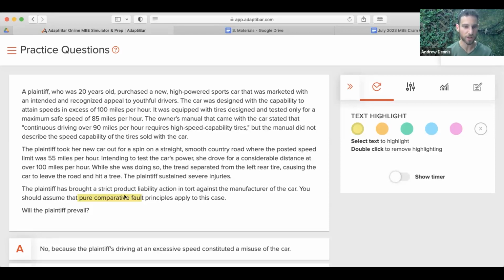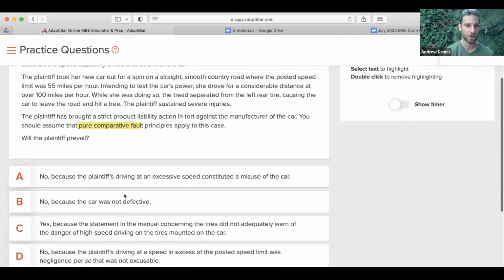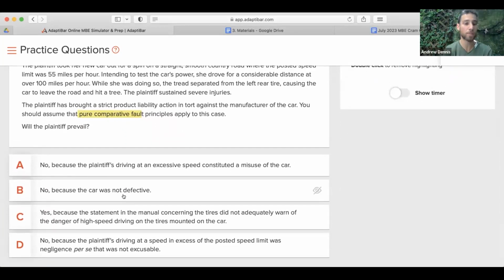The plaintiff has brought a strict product liability action in tort against the manufacturer of the car. You should assume that pure comparative fault principles apply to this case. Who will prevail? Will the plaintiff prevail? No, because the plaintiff's driving at excessive speed constitutes a misuse of the car. No, because the car is not defective. Yes, because the statement in the manual concerning the tires did not adequately warn of the dangers of high-speed driving on the tires mounted on the car. No, because the plaintiff's driving at a speed in excess of the posted speed limit was negligence per se that was not excusable.